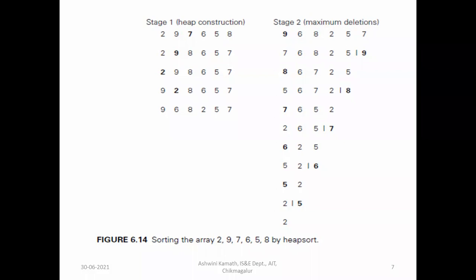When we are left with only a single key node in the binary tree, we need not apply the root deletion algorithm anymore. So how many times do we have to apply the root deletion algorithm? N minus 1 times. If we have n elements in the array, we have to apply the root deletion operation n minus 1 times. I hope you understood this concept.